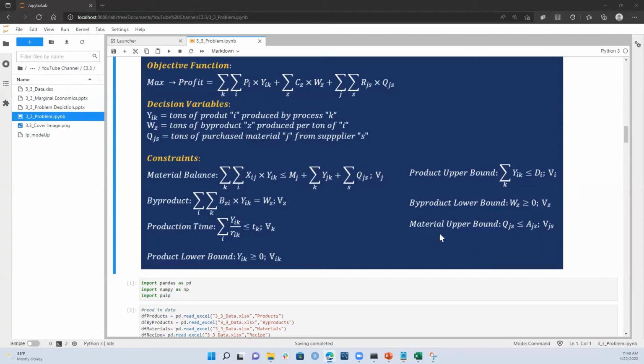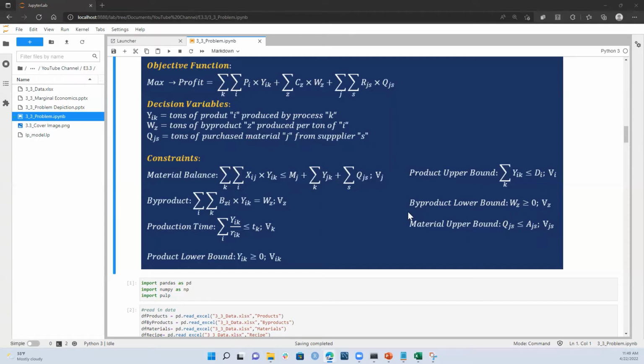And then we also now have a new constraint for the material upper bound. Q sub JS, which is again the amount of material J we procure from supplier S, has to be less than or equal to the availability of that material J from that supplier. As I noted earlier in the problem definition, we have a certain availability of material J from each of the different suppliers. And so whatever we procure has to be less than or equal to what's available from that supplier. And we do that for all JS.